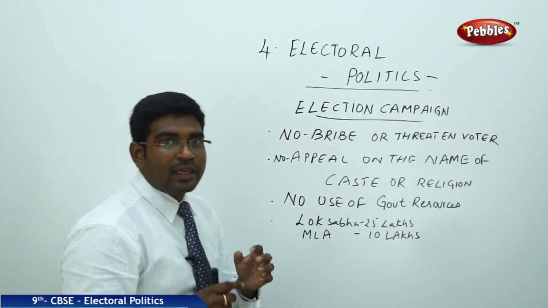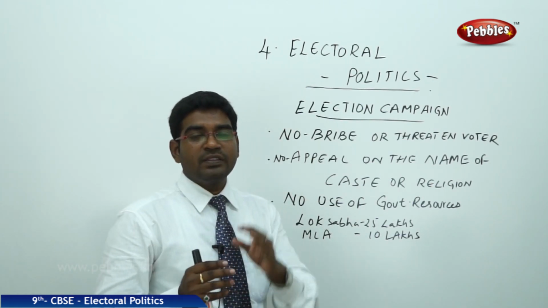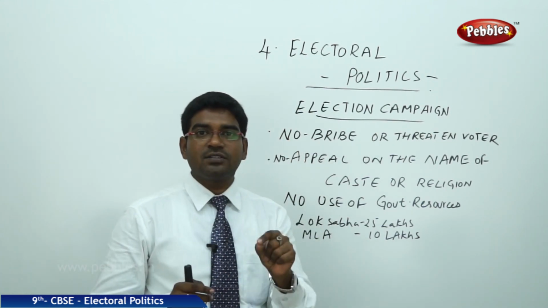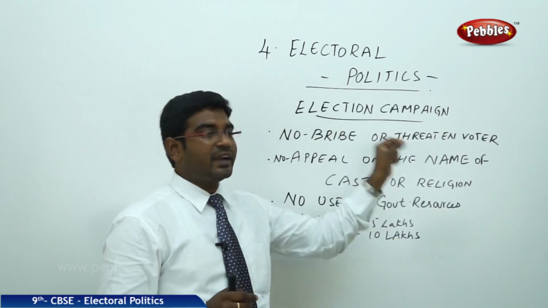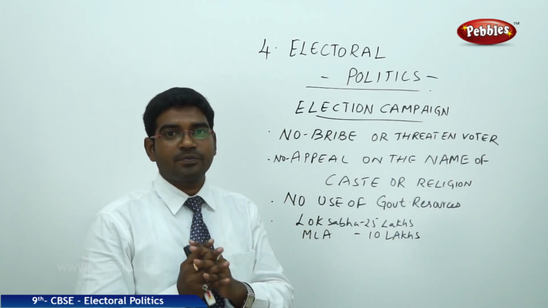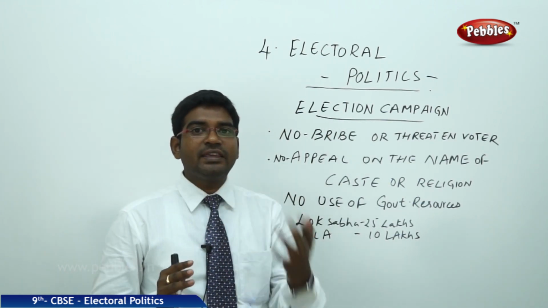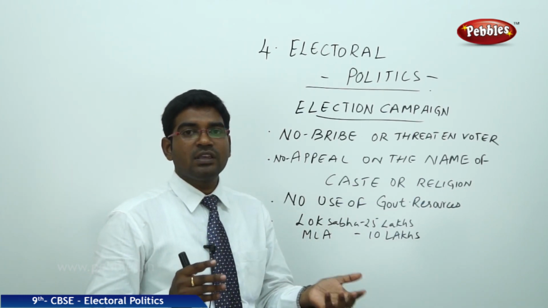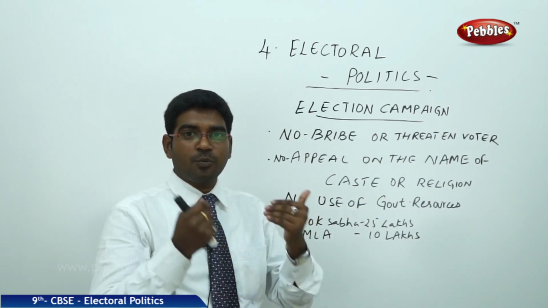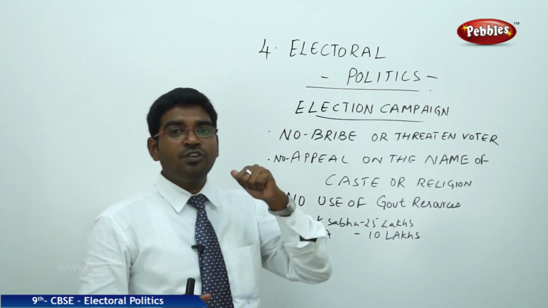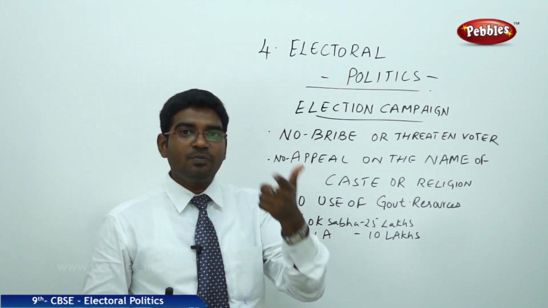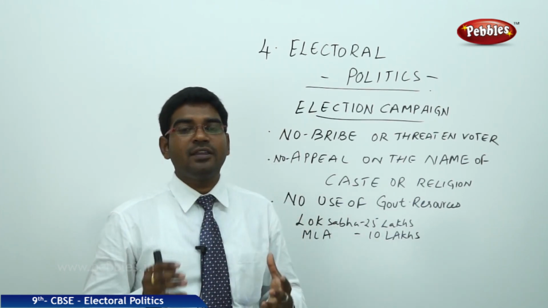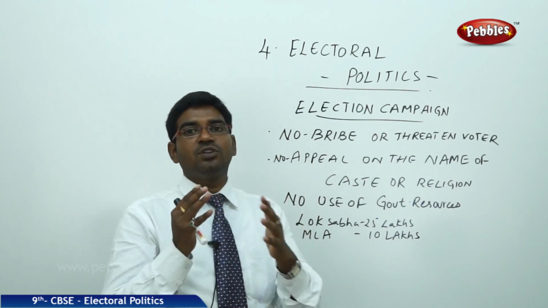According to the Election Commission of India, election campaigning should not bribe any of the voters or threaten any of its voters. They should not give in cash, in kind or in any other promises that if you vote for me or for a particular political party, we would pay cash for you, we would buy land for you, we would give so and so favor for you. This kind of bribing should not happen with any of the voters.